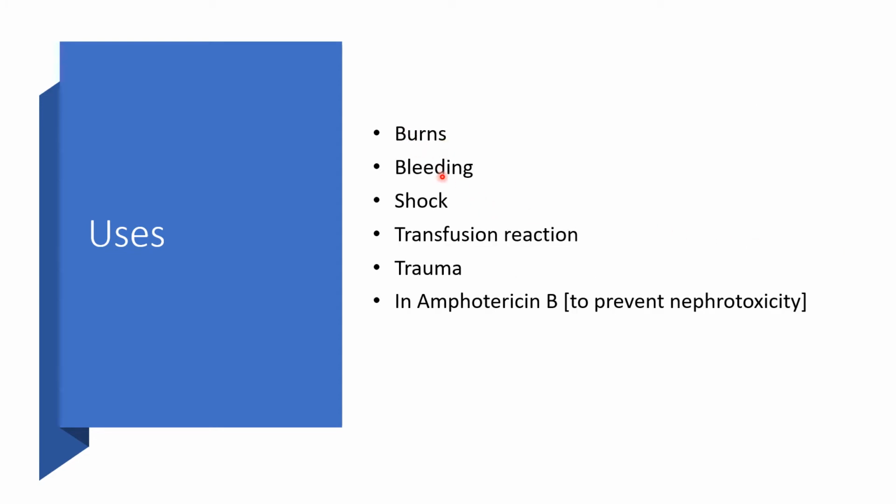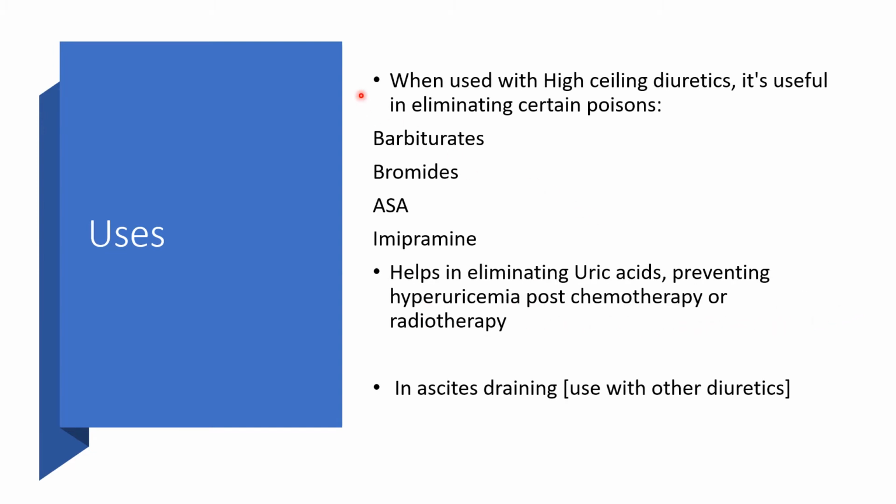In burns, in bleeding, in shock, in transfusion reaction, in trauma, and with amphotericin B to prevent nephrotoxicity. It is also useful in the treatment of poisoning when added to saline diuretics, in eliminating barbiturates, bromides, acetylsalicylic acid, or imipramine. It also helps in eliminating uric acid, thereby preventing hyperuricemia after chemotherapy or radiotherapy administration in cancer patients. So in oncology, Mannitol is helpful.